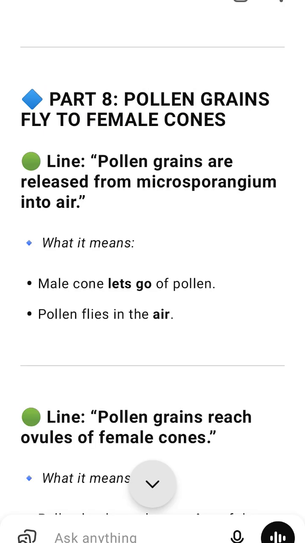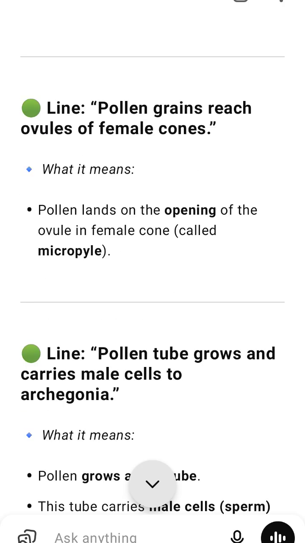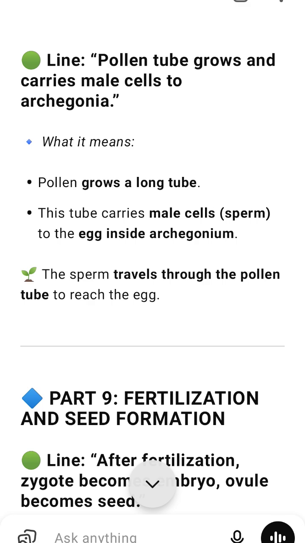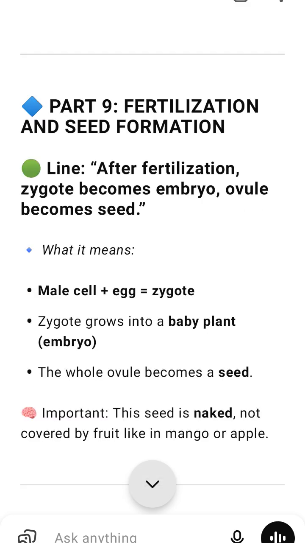This makes a zygote, fertilized egg. The zygote becomes a baby plant, embryo. Seed is formed. The ovule becomes a seed containing the baby plant, embryo. The seed is naked, not inside any fruit.